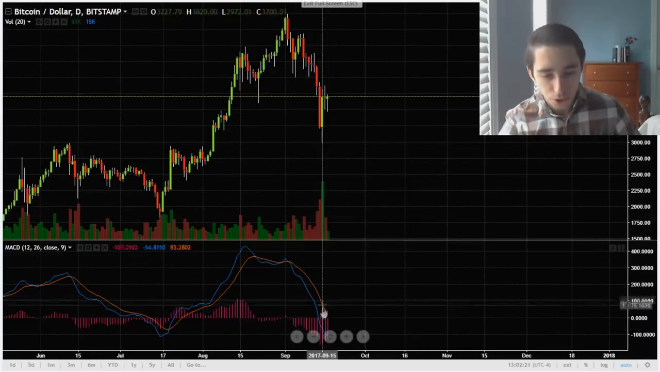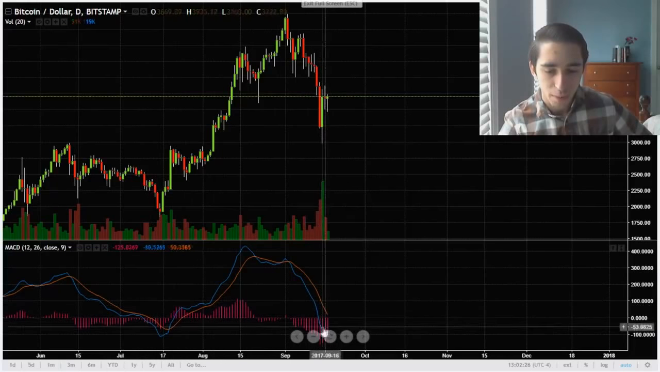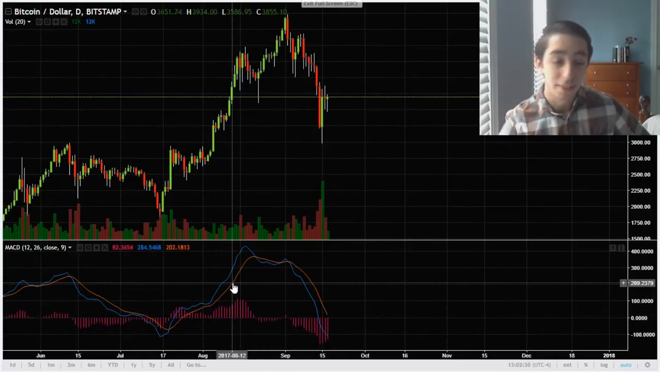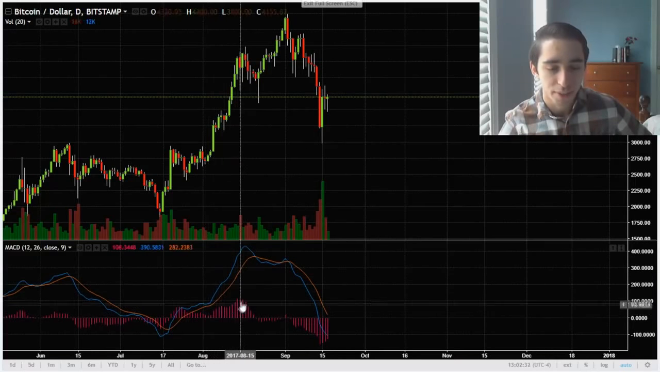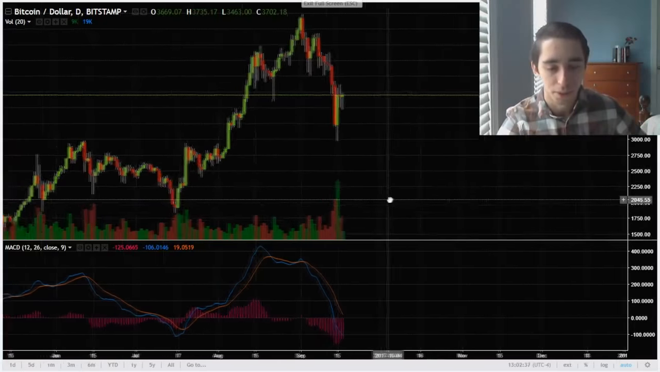And when the orange line itself is higher above the blue line, you can see that the pink bars go under. When the blue line is over it, the 12-day exponential moving average, you can see that the pink bars are up, okay? So I'm going to explain what this means and how you can utilize it.